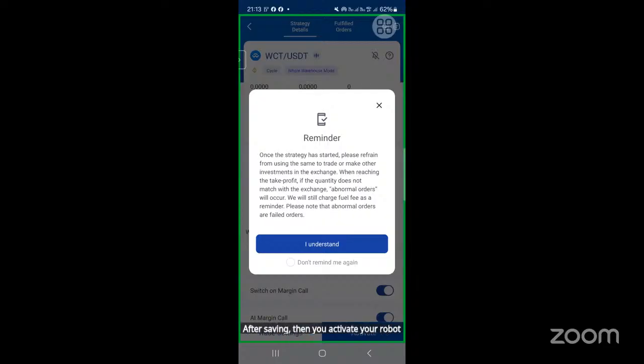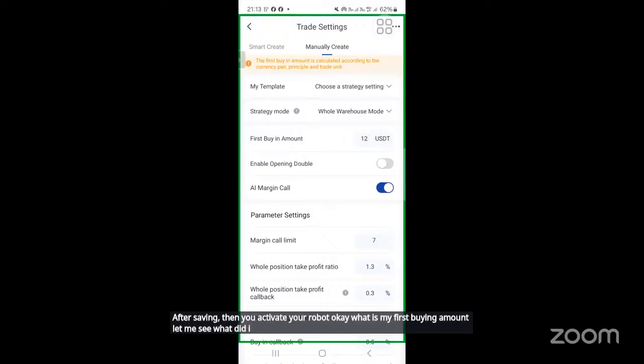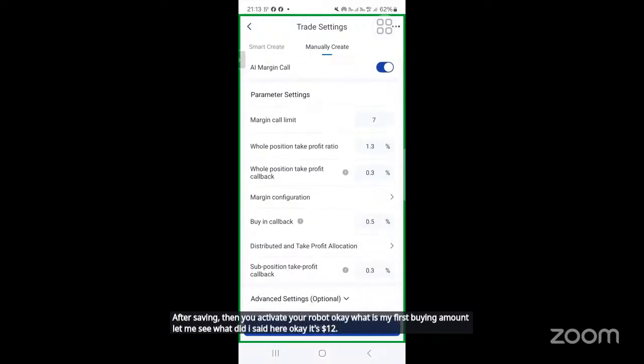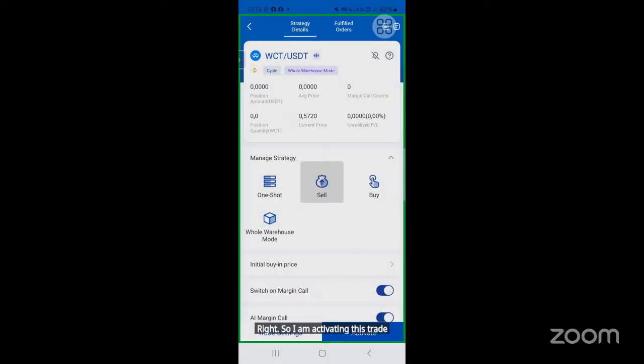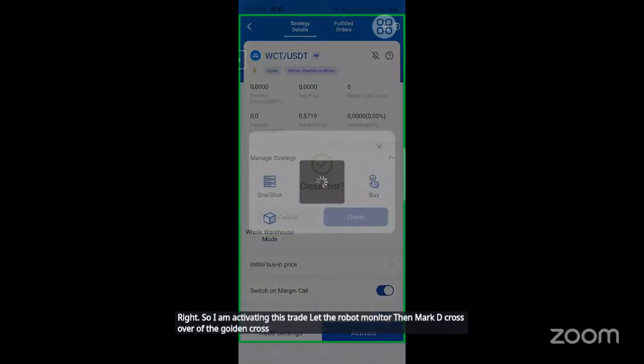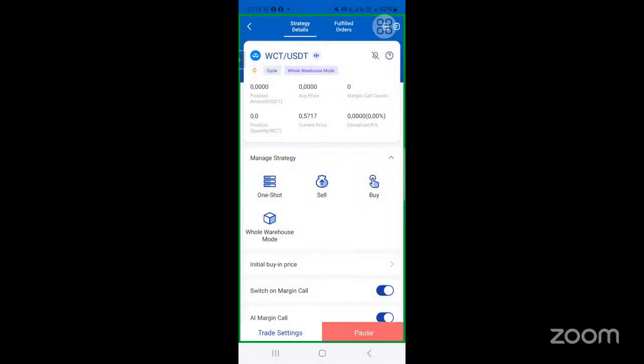Okay, what is my first buying amount? Let me see. What did I set here? Okay, it's $12. Right. So I am activating this trade. Let the robot monitor the MACD crossover of the golden cross. All right. So I am activating this trade. So here it is. It is activated.